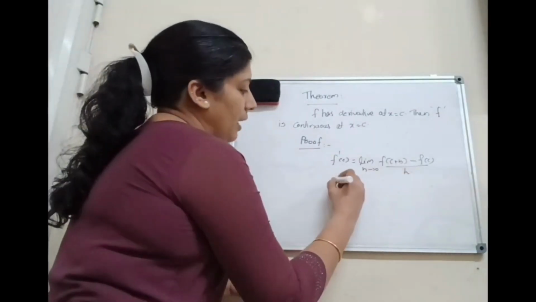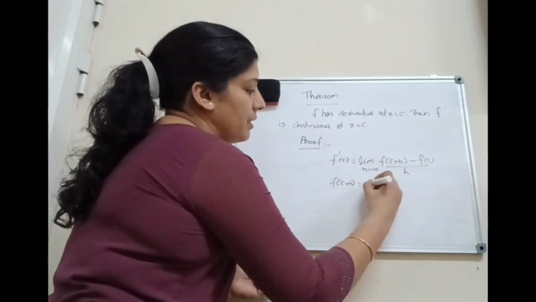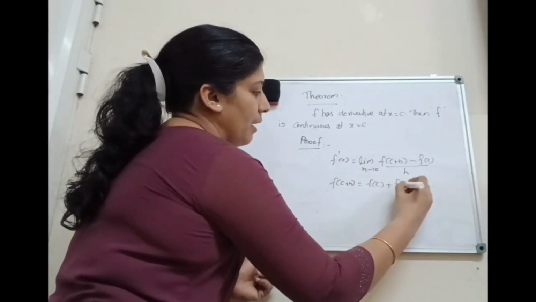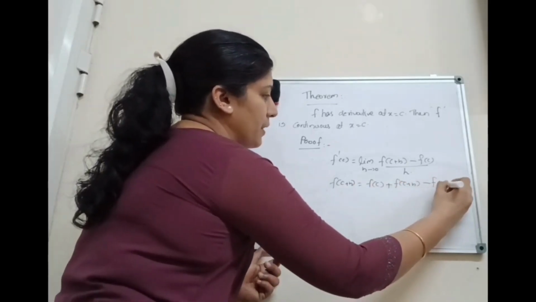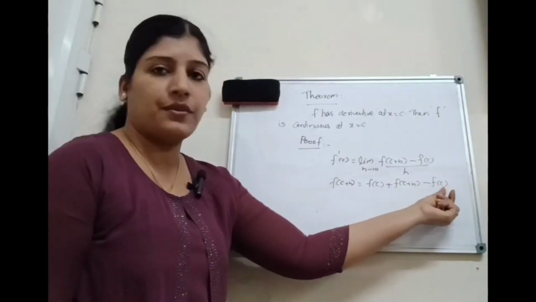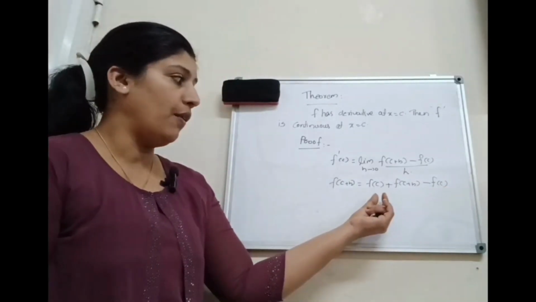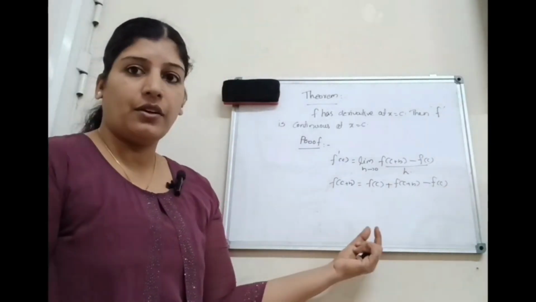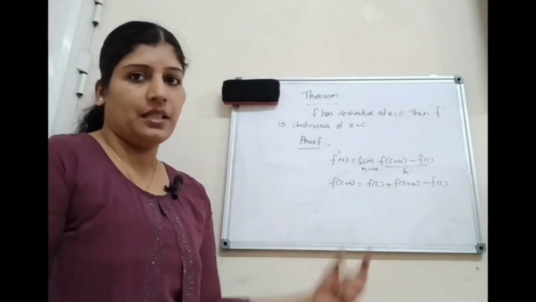Next, we can consider f(c+h). It can be written as f(c) plus f(c+h) minus f(c). That means it has no change, because we add f(c) and subtract f(c) on the right side of f(c+h), so nothing changes.